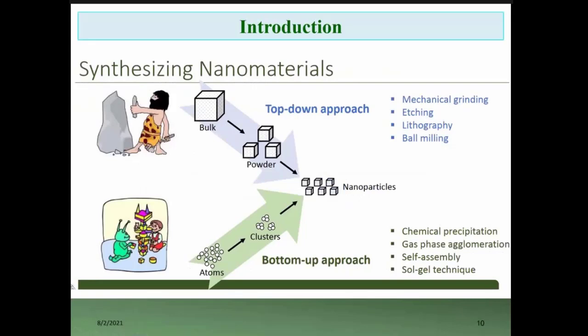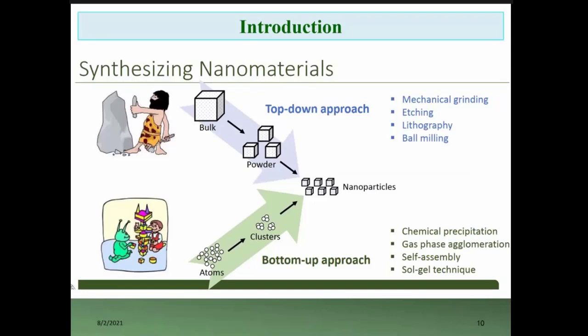There are two different ways basically to synthesize or to make any nanomaterial. First one is the top-down approach, where a bulk material is ground into a powder, and then from the powder the nanoparticles can be formed. Here the approaches are, for example, mechanical grinding, etching, lithography, ball milling, etc. All these methods follow the top-down approach to make nanoparticles.